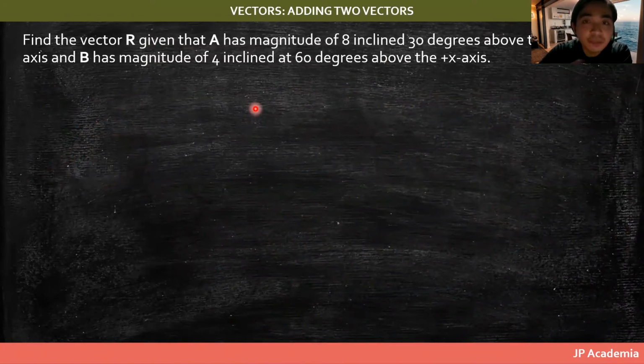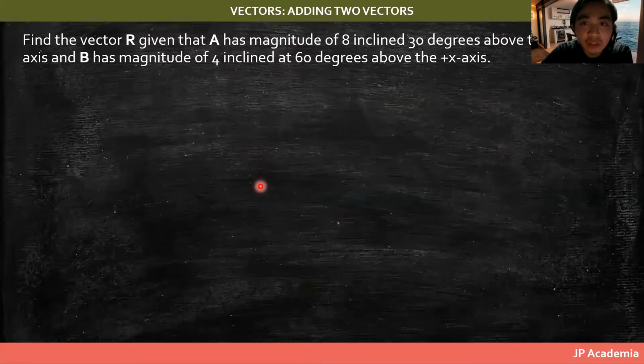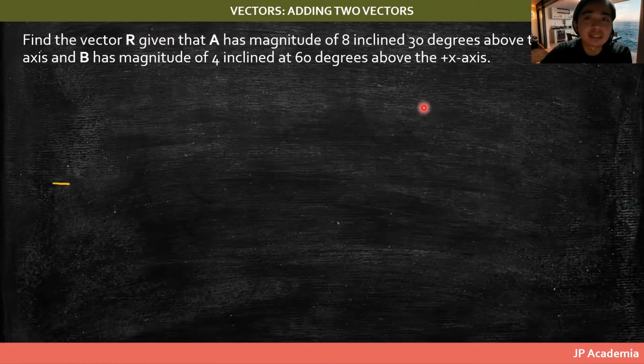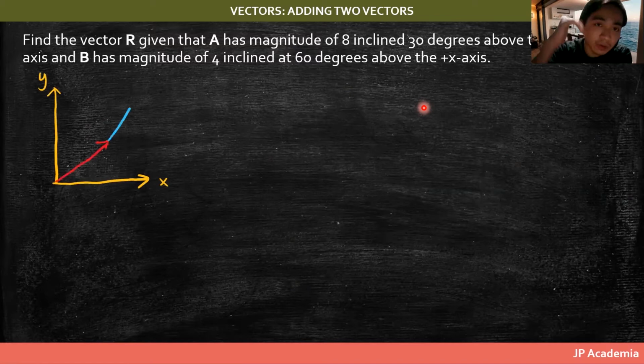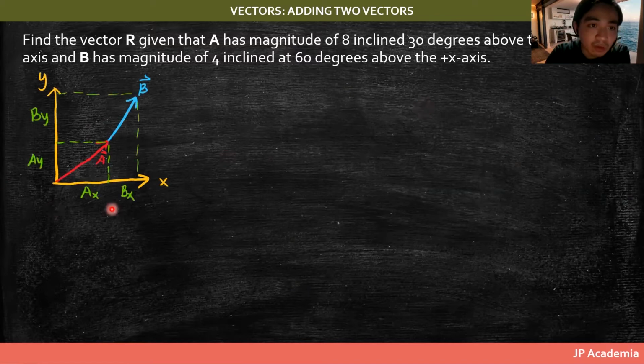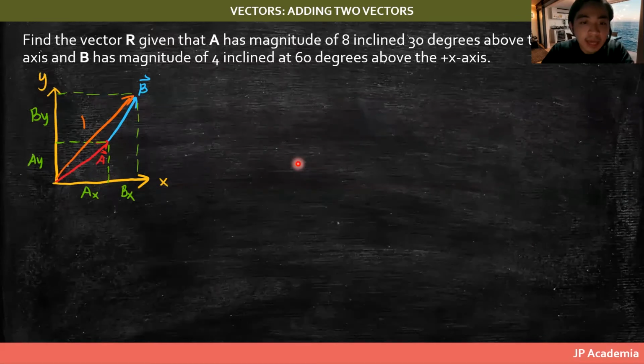Okay. So for the third problem, guys, we have vector addition given these two vectors. So ito yung problem. Find the vector r given that A has a magnitude of 8, inclined 30 degrees above the positive x-axis. So may positive x tayo, 30 degrees doon. We have your A na itong color red na naka-drawing dito sa left natin. And the vector B here has a magnitude of 4. So walang units, so something units. And this is inclined 60 degrees above the x-axis.